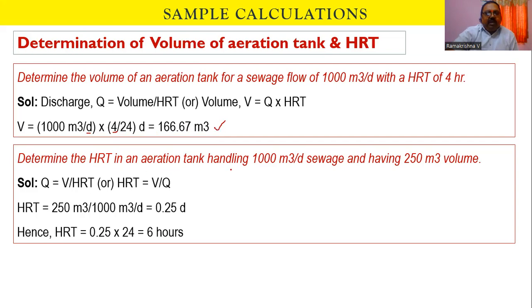Determine the HRT in an aeration tank handling 1000 meter cube per day of sewage and having 250 meter cube of volume. Again, we go with the same logic. Discharge is equal to volume divided by HRT, so HRT is equal to V by Q. So HRT is equal to V, 250 meter cube, divided by discharge, 1000 meter cube per day. Meter cube is gone, and what you are left with is days. So it is 0.25 days. But usually HRT is expressed in terms of hours, so to convert the days into hours, we multiply by 24 to get 6 hours.